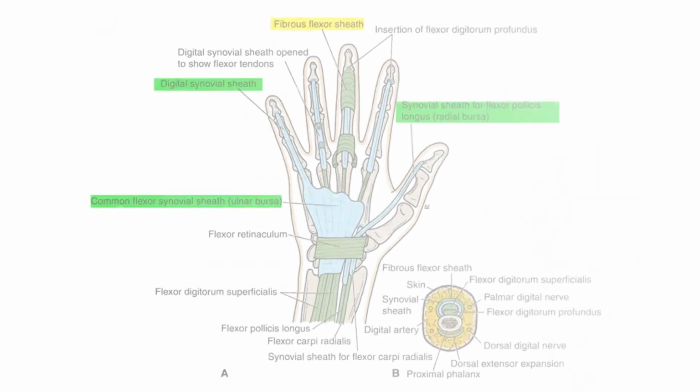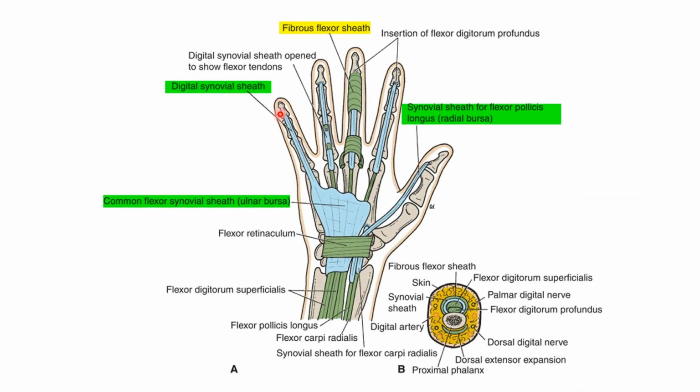Okay. You can see this is the digital synovial sheath and this is the ulnar bursa or common flexor synovial sheath. This is the radial bursa or synovial sheath for the flexor pollicis longus tendon. And this synovial sheath is covered by the fibrous flexor sheath in the fingers, and the fibrous flexor sheath gives protection for the synovial sheath.